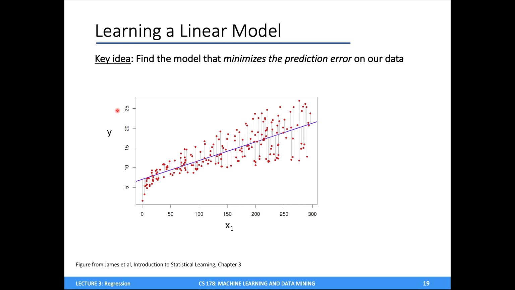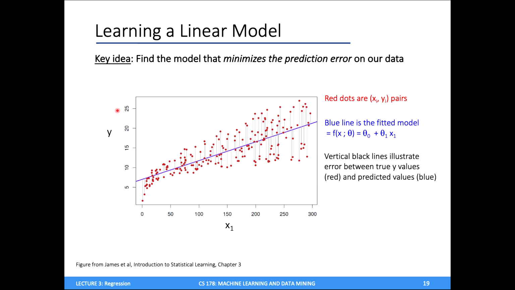We'd like to find the model that somehow minimizes the prediction error on our data. So in this plot here, I have a bunch of data points. These are the red dots. It's a 1D regression problem. I have some blue line that I fit to this data. This is, again, just the equation for linear regression. And the vertical black bars are the errors, or the distance between my prediction coming from my model, the blue line, and the actual data points, which are the red dots. And what we would really like to do is find the line that minimizes the total number of errors that we're making, i.e. it's going to minimize our prediction error.